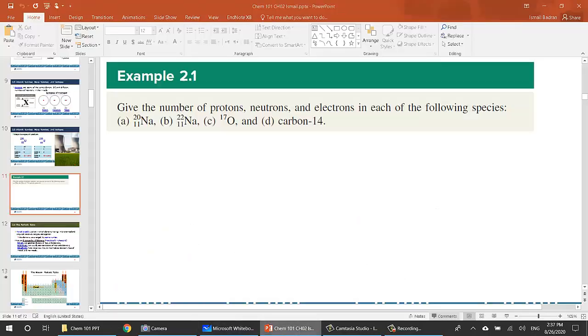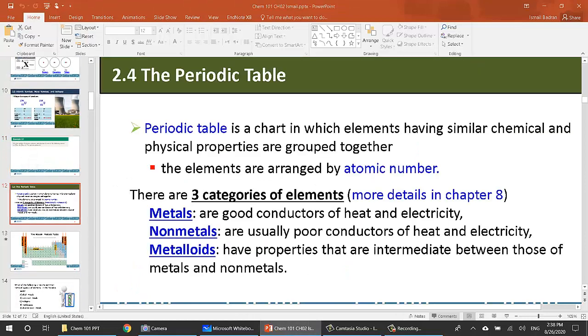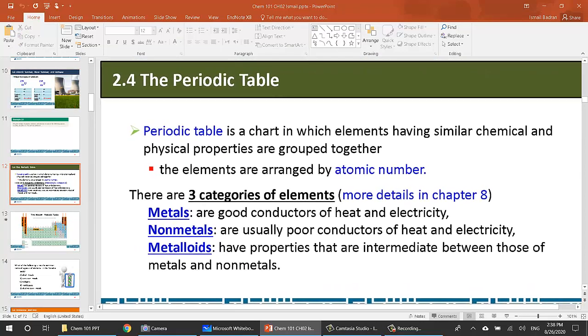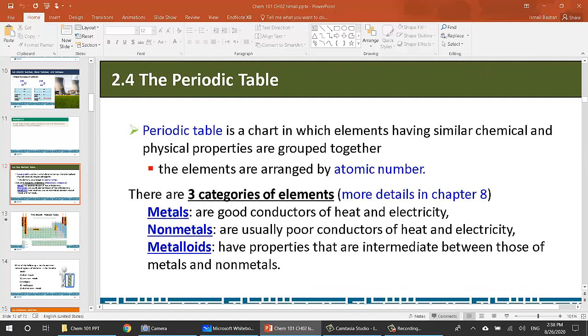Now, moving on. So now we need to talk about the periodic table. The periodic table, and you might cover this in school, is a chart in which elements having similar chemical and physical properties are grouped together. So we group them so that those that look alike are in one group. Also, in the modern periodic table, the elements are arranged by atomic number. In the historical, old one, scientists were arranging it by mass number, but now it's more correct to say that it is arranged by atomic number.